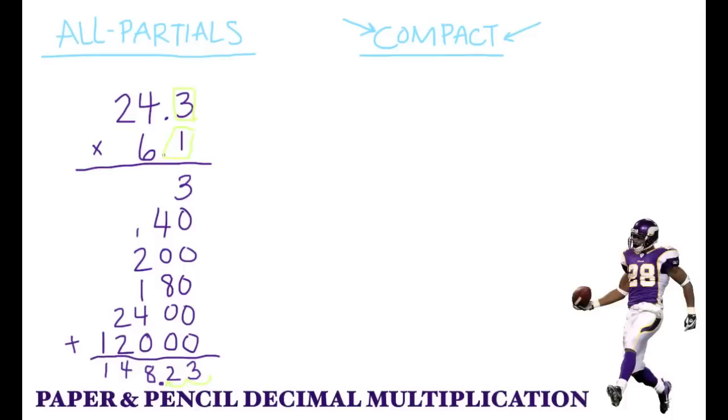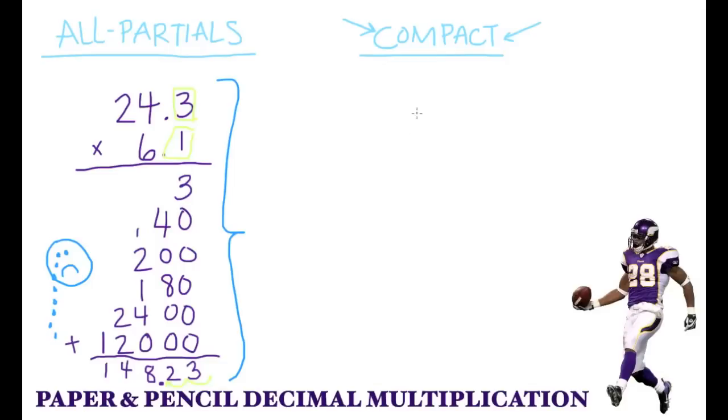So that's an example of the all partials method, but look how much writing was involved. For Mr. W, it works, but it takes so long that I'm like, oh, I don't want to be doing the all partials method all day. I want to go have some fun. So I do the compact method because it's fast. So here comes the compact method.